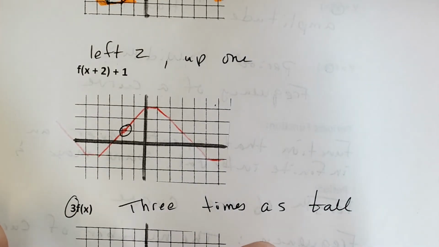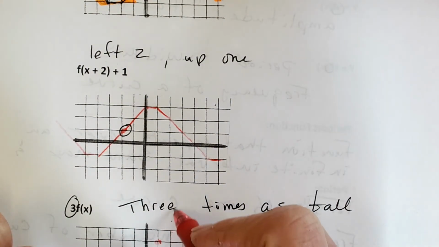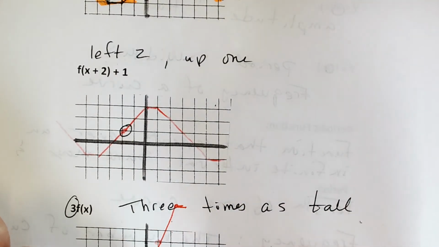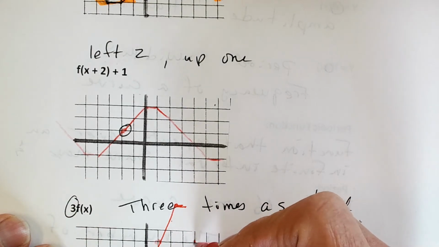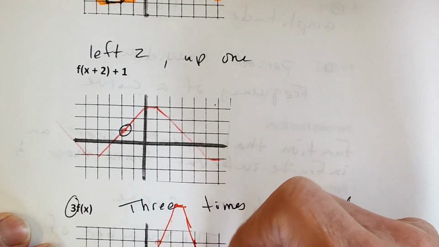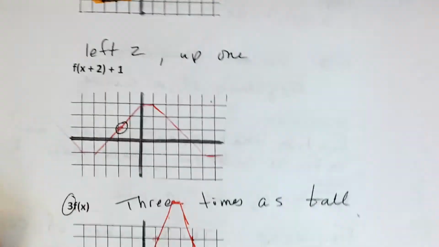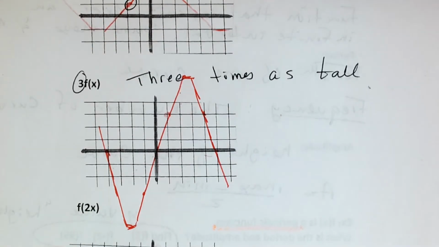So this one's going to go up to 1, 2, 3. And then 1, 2, 3, 4, 5, 6. And then it's going to go there, there. How's that?